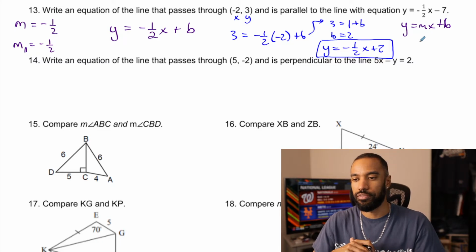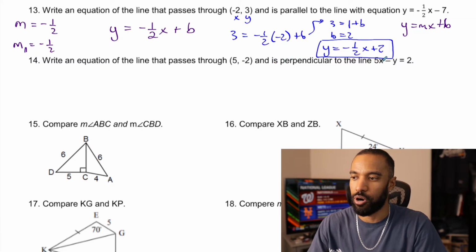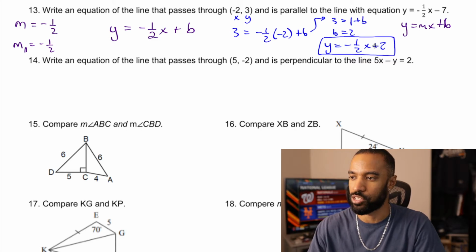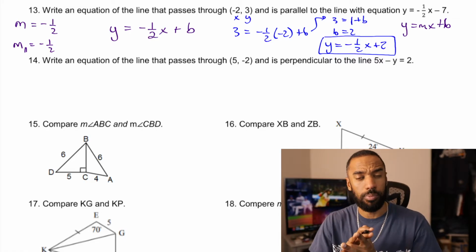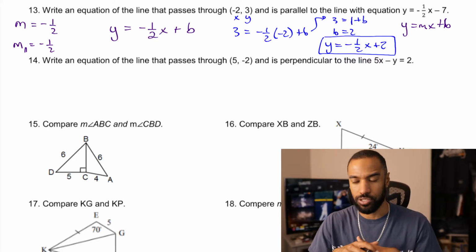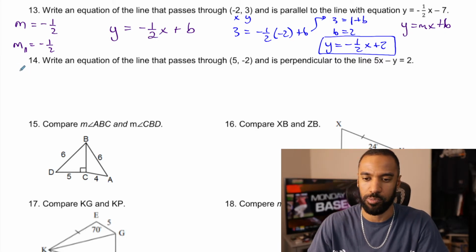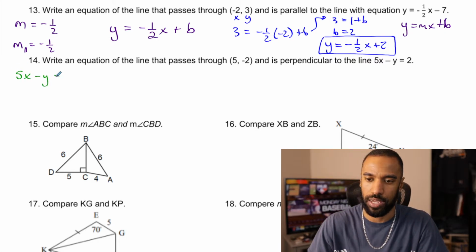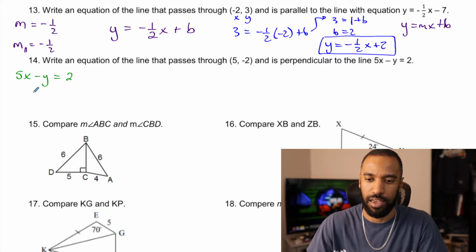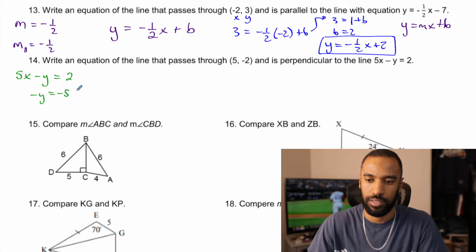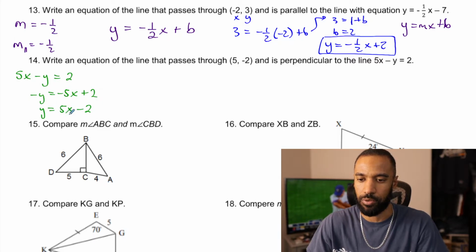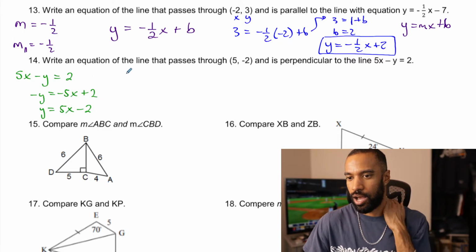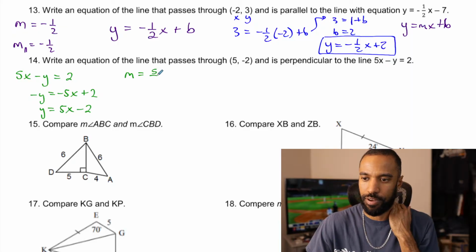All right, write an equation of the line that passes through 5, negative 2 and is perpendicular to the line 5x minus y equals 2. In order to do this, what you want to find is the slope of this equation. So you probably want to get it in slope-intercept form. You want to make sure it's in y equals mx plus b form. Currently, we have 5x minus y equals 2. Let's go ahead and subtract 5x from both sides. And then let's divide both sides by negative 1. We get y equals 5x minus 2. So here's the equation of this line right here. That means the original slope is 5, or 5 over 1.